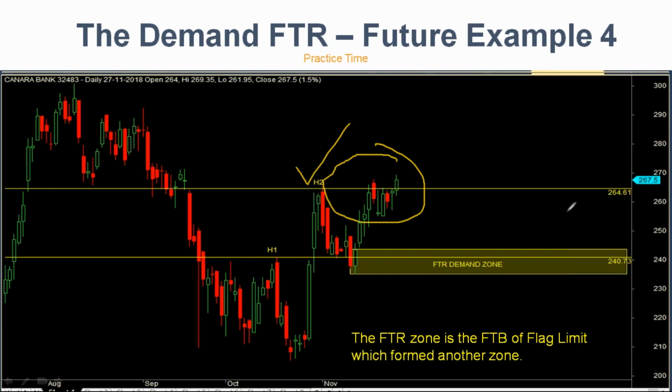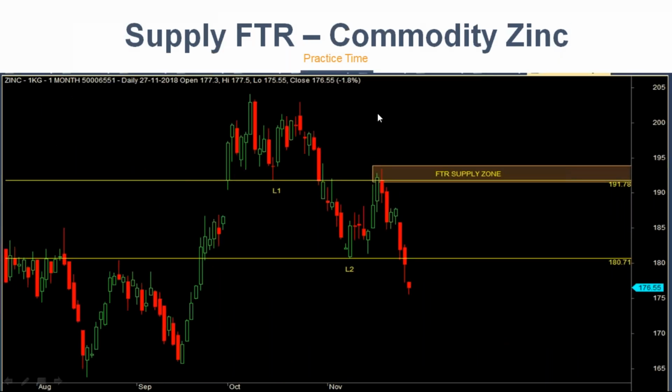Current price is 255. Price is somewhere here. Price has already come down. Now let us see if this demand zone is respected. I marked a lot of examples, so let's see them one by one. These are all future trades, friends.